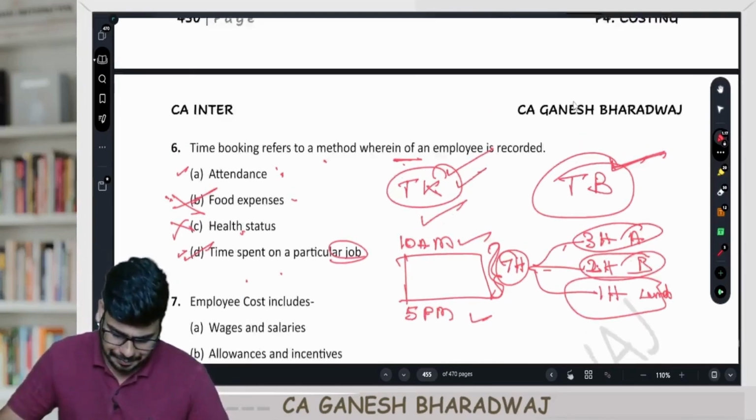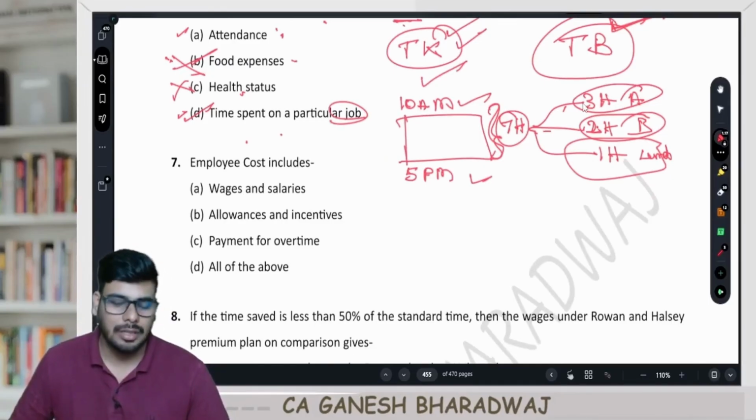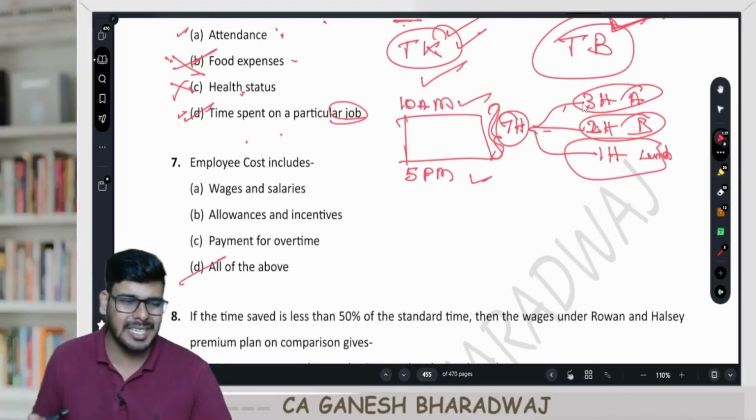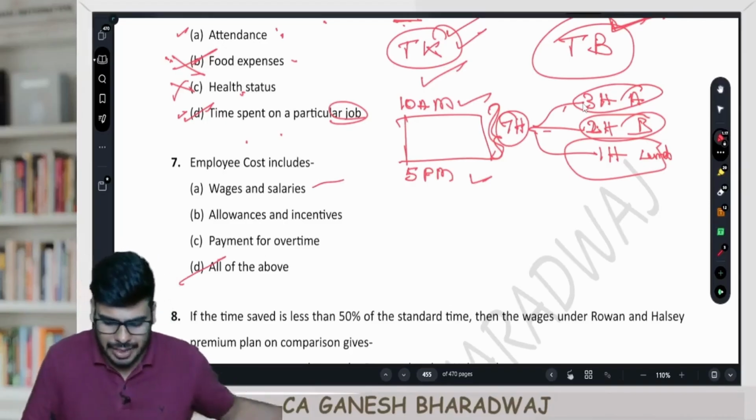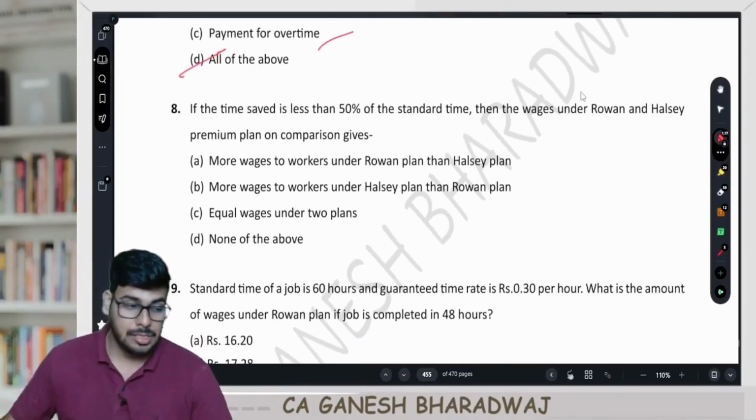Yes. Next, employee cost includes all of the above: anything that you pay for the benefit of the employee. So wages, salaries, allowances, incentives, payment for overtime, everything. We have done this before.